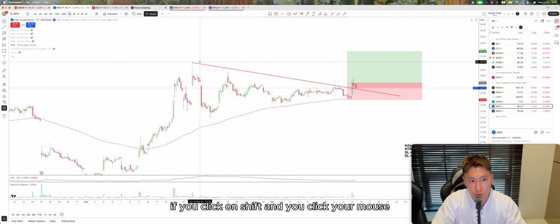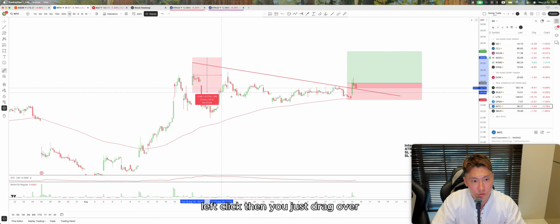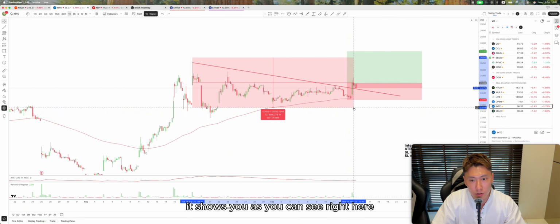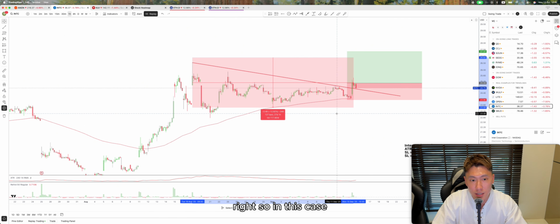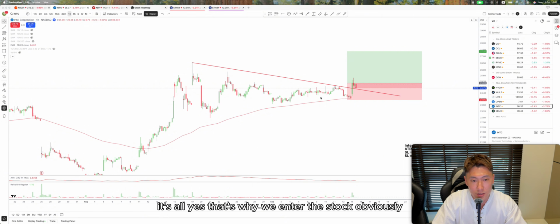Are there 10 days worth of candle covered by the trend line? So in this case, if you click on shift and left click your mouse, then you just drag over, it shows you, as you can see right here, there's 27 days worth of candle. So we need a minimum of 10 days worth of candle to identify it as a good trade, right? So in this case, it's all yes. That's why we enter the stock, obviously.